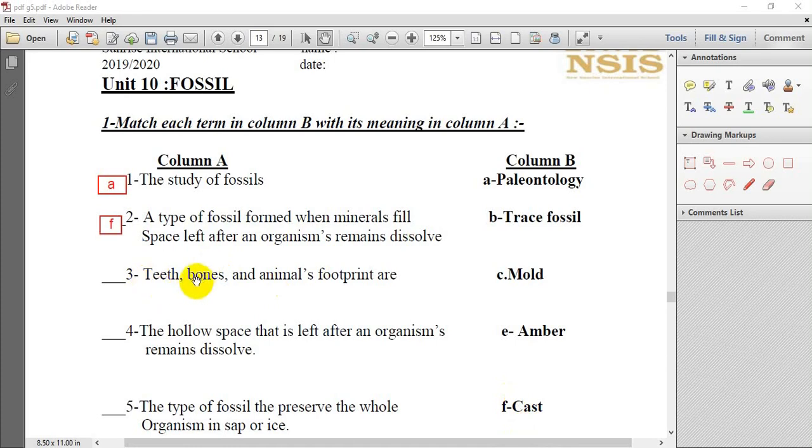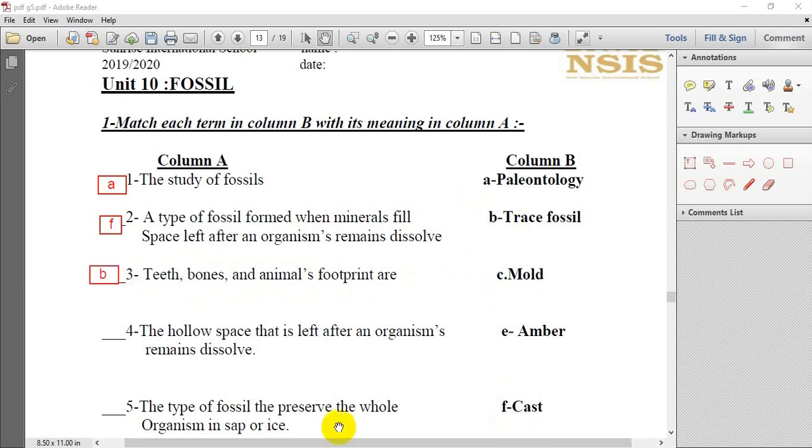Question 3. Teeth, bones, and animals' footprints. The animals' footprints and bones, we call all of them, yes, trace fossil. Trace fossil, letter B.